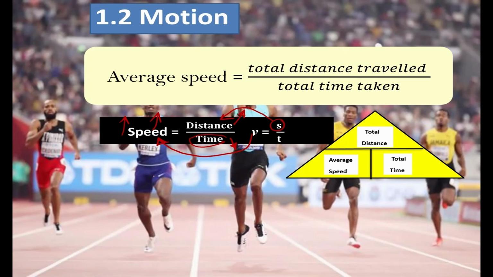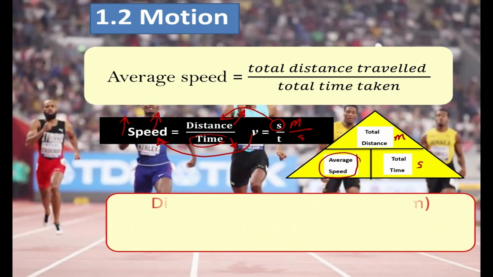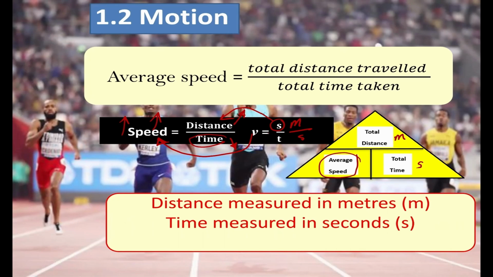Good. What is the SI unit of distance? Distance is a length. So the SI unit of distance is meter. What is the SI unit of time? Of course, it is second. So what is the unit of the speed? It is meter per second. So if the distance is measured in meters, the time is measured in seconds, so the speed is measured in meters per second. Understood? Good.